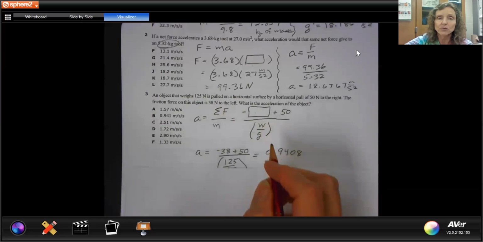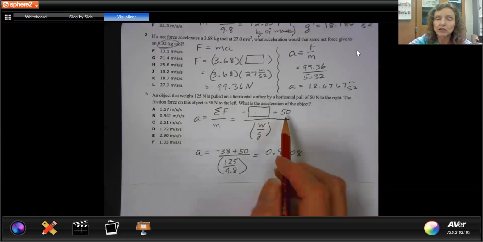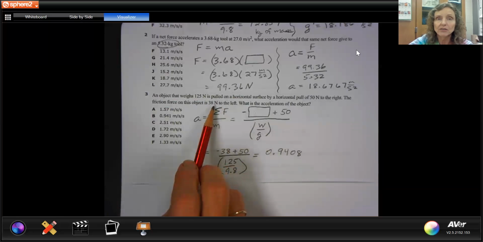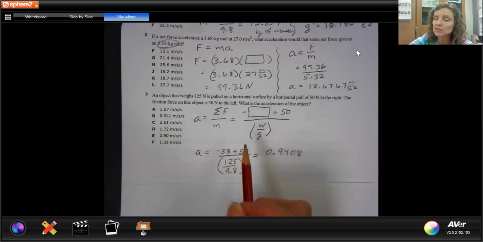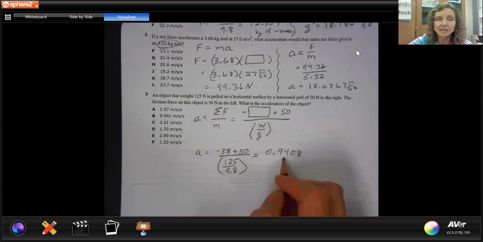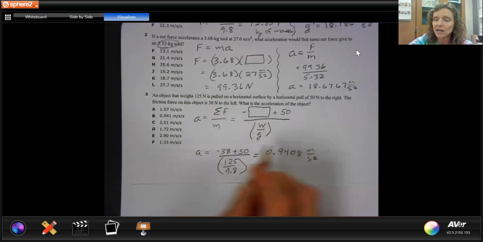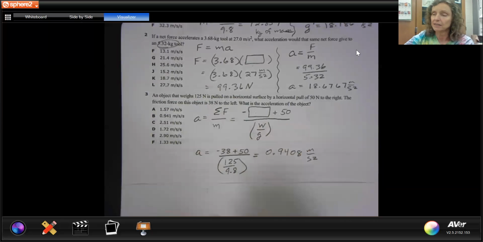So in that box goes whatever your version had. This particular version had negative 38 newtons because it was 38 newtons of friction to the left. So when I put that in and I divide by the mass, I get, in this particular case, 0.9408 meters per second squared, and I choose the closest number from the list.